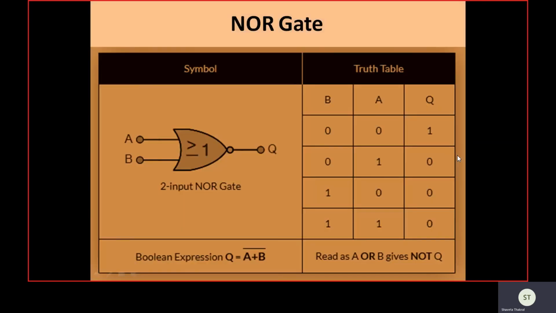And this is the NOR gate logical symbol. A and B are inputs and Q is the output. And the NOR gate is the complement of the OR gate. So if all the inputs are 0, then only the output is 1. Otherwise, in any other case, the output will be 0. And the Boolean expression is one input plus another input to the whole complement.